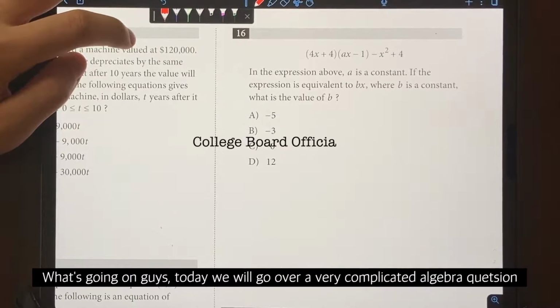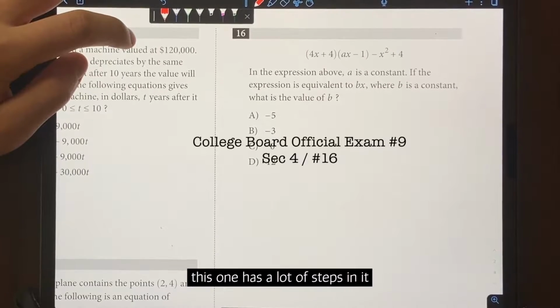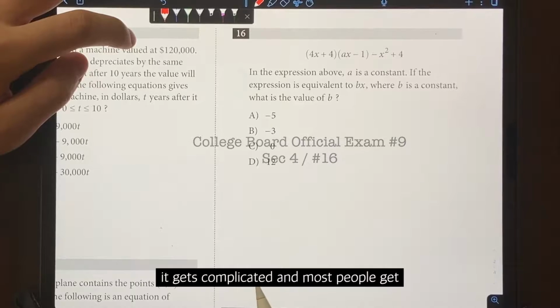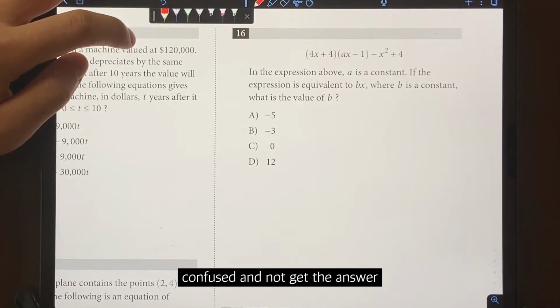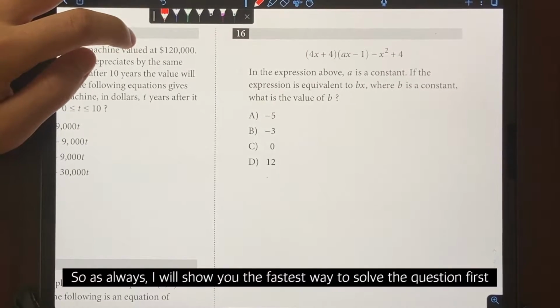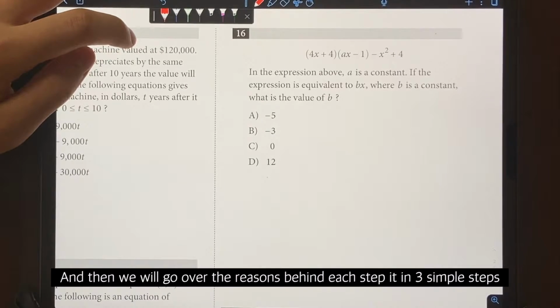What's going on, guys? Today we're going to go over a very complicated algebra question. This one has a lot of steps in it. It gets complicated and most people get confused and don't get the answer. So as always, I'll show you the fastest way to solve the question first, and then we'll go over the reasons behind each step in 3 simple steps.